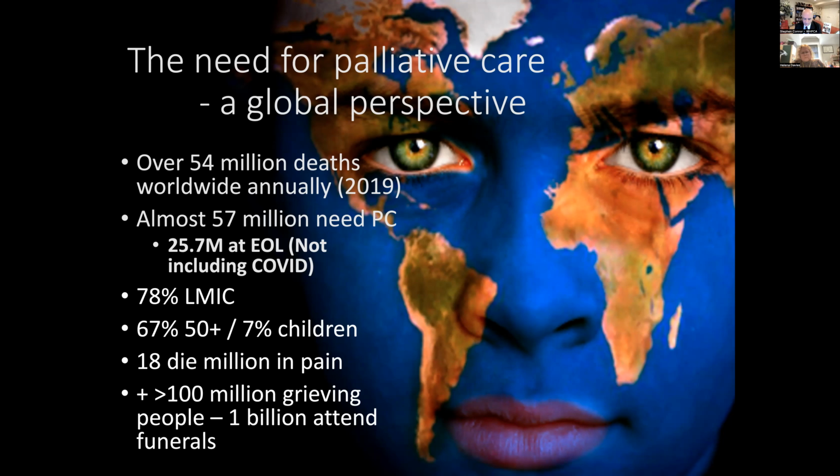And this is before COVID arrived, which pushed the numbers up to more like 60 million deaths, because certainly many of the people who were dying of COVID needed palliative care services. Most people living in low and middle income countries, most are older, but we also have children, and Alex will be talking about that a little later. Lots of those 25 or so million dying are dying in pain because they don't have access to strong opioids for management of moderate to severe pain. And with all the deaths, we estimate around 100 million people grieving each year.